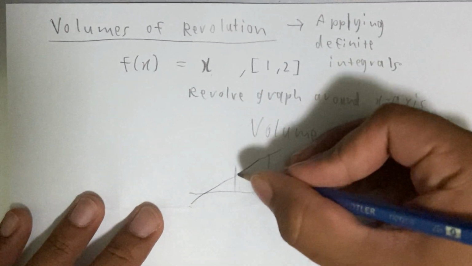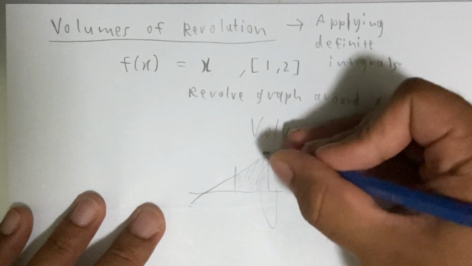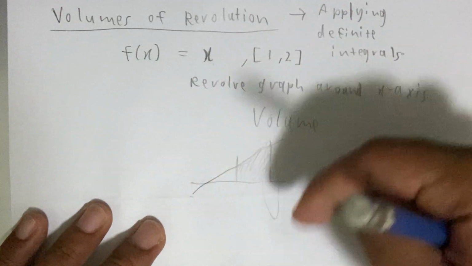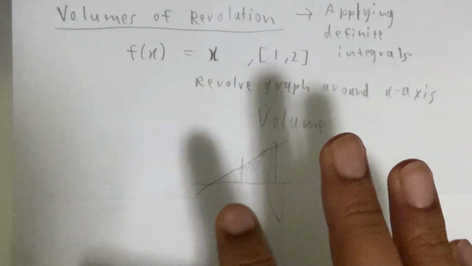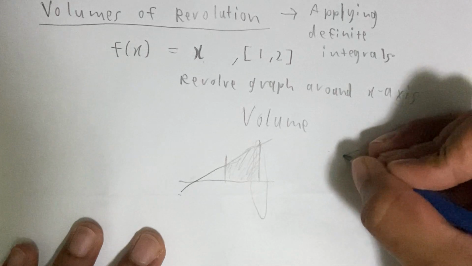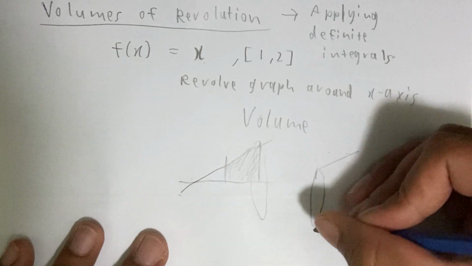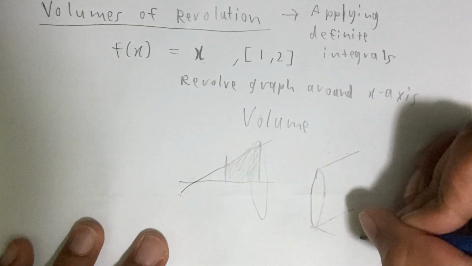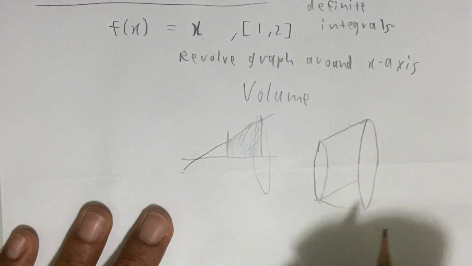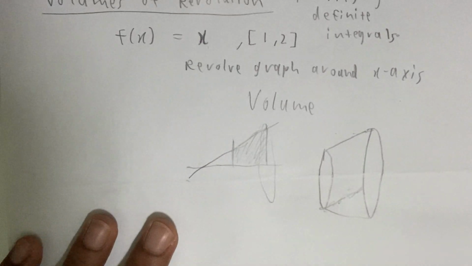So basically they're saying you take this section and you rotate it 360, and you rotate all of this 360 like this. The resulting object is like this, I'll try to draw it my best. Just ignore this part. So the resulting object, you have to find the volume.